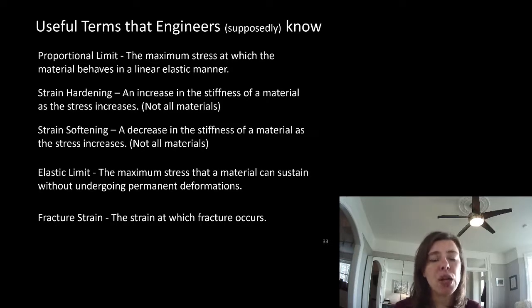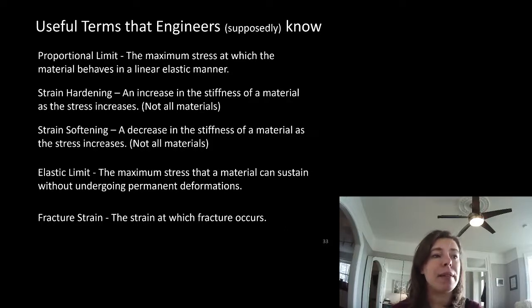There are some other terms that you don't necessarily need to know for this. You should recognize them. I'd like you to be comfortable hearing them from me. But don't worry about these ones too much. The proportional limit is the maximum stress at which the material behaves in a linear elastic manner. Strain hardening, an increase in the stiffness of a material as the stress increases. That is not a common behavior, but it does show up in some materials. Strain softening, the exact opposite, a decrease in the stiffness of a material as the stress increases. So again, not all materials.